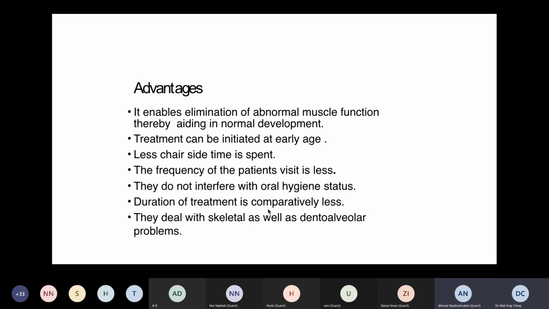The duration of the treatment is comparatively less. Fixed appliance usually takes about 2 to 3 years, sometimes 3 to 4 years, sometimes even more than 5 years, depending on the difficulty and complexity of the case. But myofunctional, most of the time they take about 1 to 1.5 years to complete the case. They deal with the skeletal as well as the dentoalveolar problem. Okay, so the myofunctional mainly deals with the skeletal, but sometimes you get some dentoalveolar effect or movement. Let's say the upper incisor may retrocline, the lower incisor will procline a little bit. There's a dentoalveolar effect from the myofunctional.